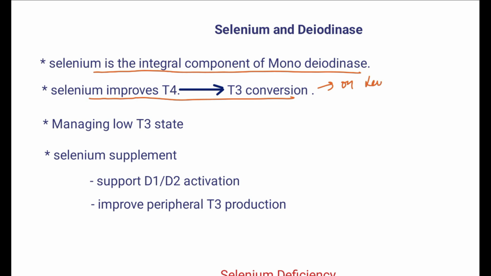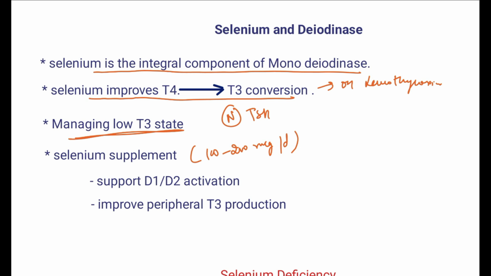Suppose a patient on levothyroxine has persistent hypothyroid symptoms despite normal TSH. Selenium supplementation, that is 100 to 200 micrograms per day, supports the D1 and D2 activation and improves peripheral T3 production. So selenium improves T4 to T3 conversion, as it is the important component of deiodinase, and deiodinase helps in conversion of T4 to T3.